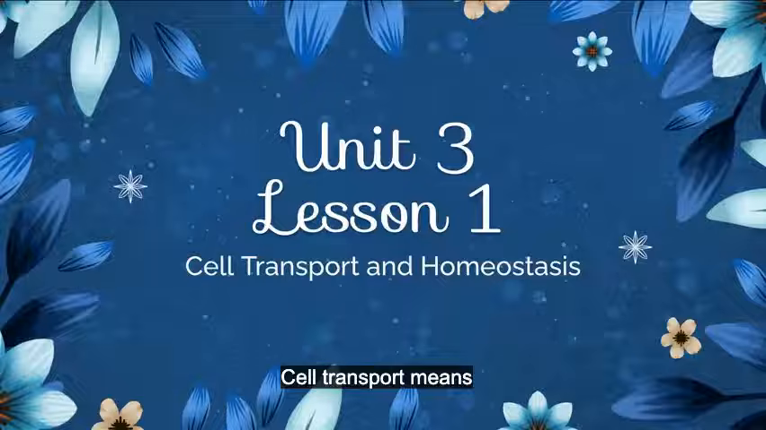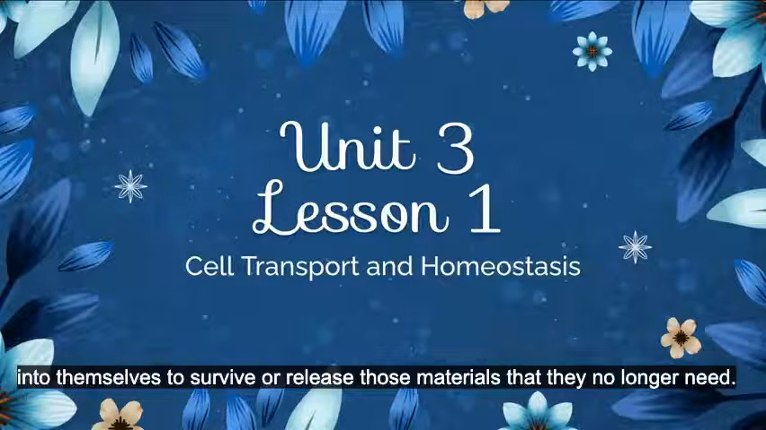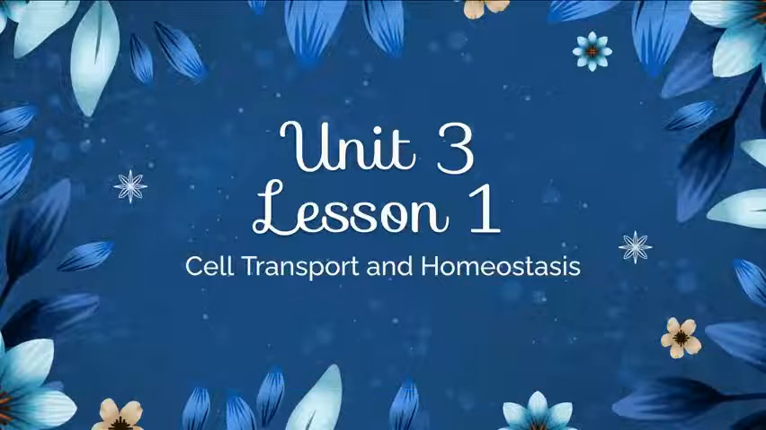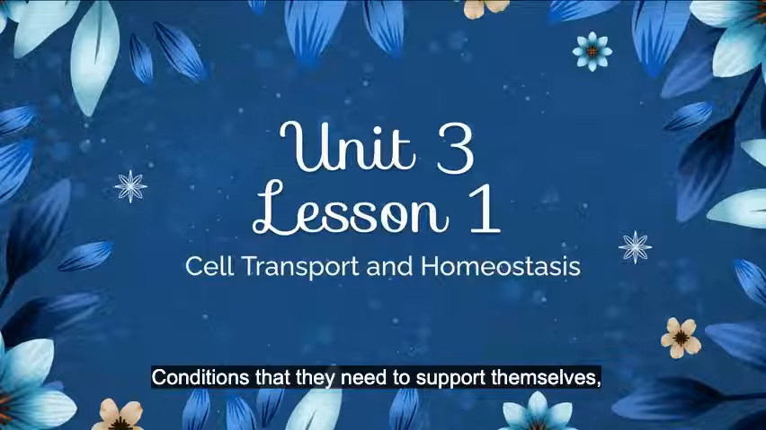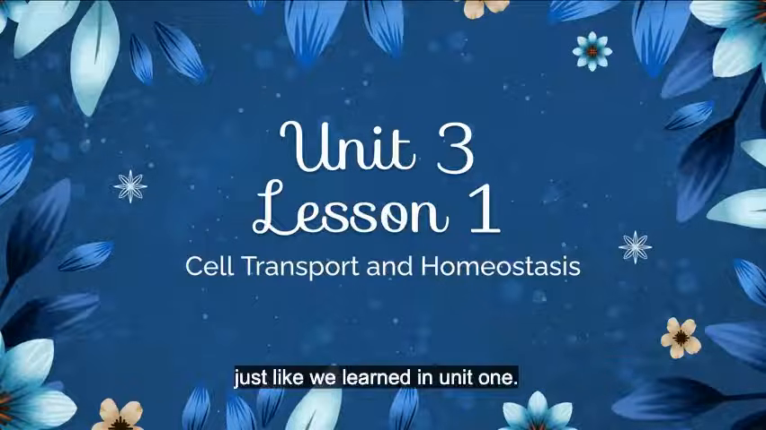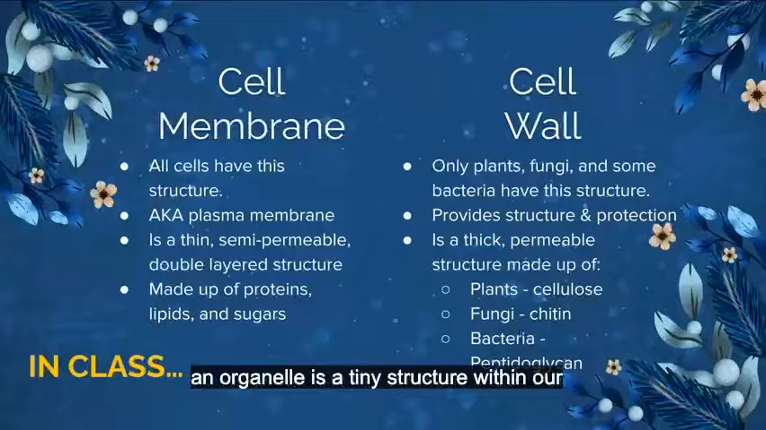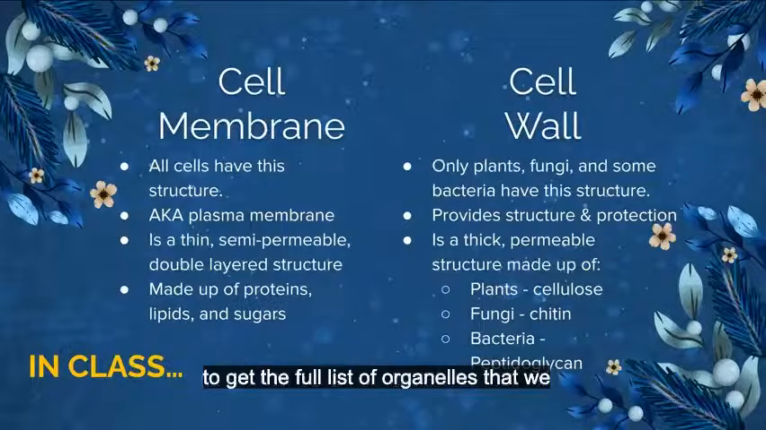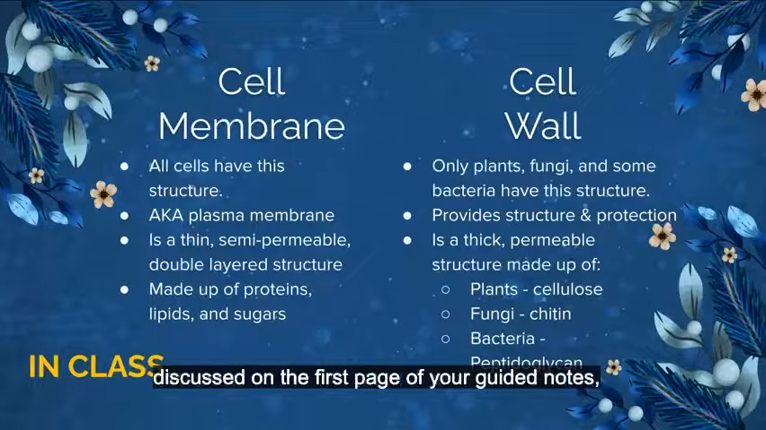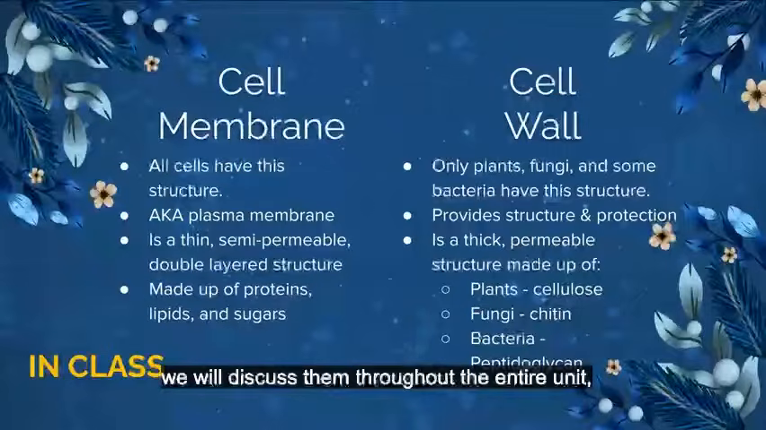Cell transport means how cells bring materials into themselves to survive or release those materials that they no longer need. Homeostasis is how our cells maintain the conditions that they need to support themselves, just like we learned in Unit 1. In class, we talked about the different organelles that make up a cell. An organelle is a tiny structure within our cells that helps them carry out their functions. To get the full list of organelles that we discussed, see the first page of your guided notes. We will discuss them throughout the entire unit.